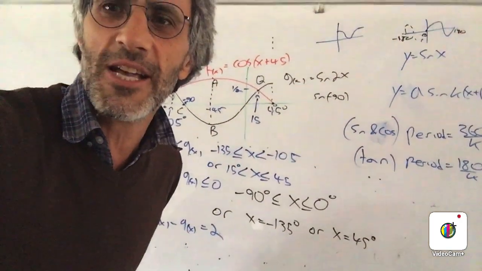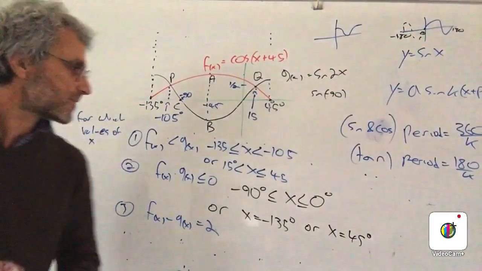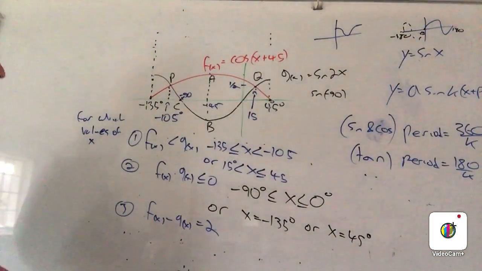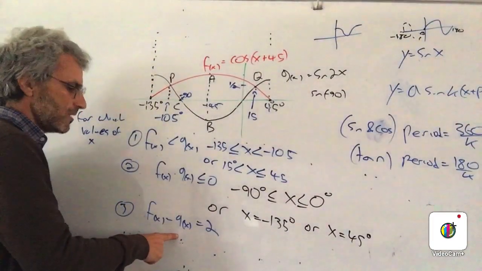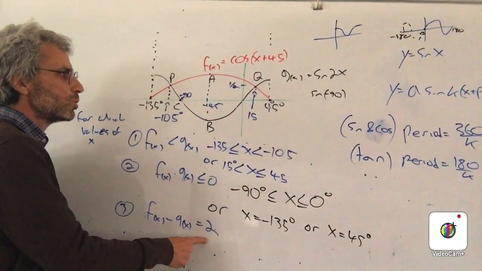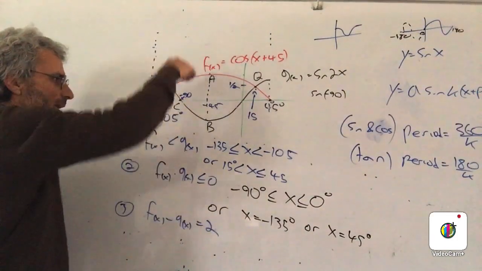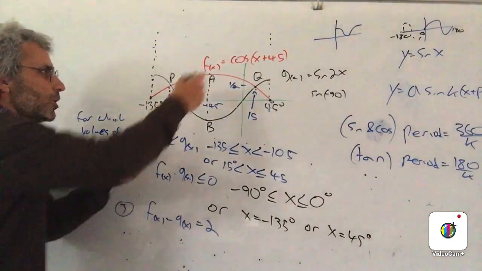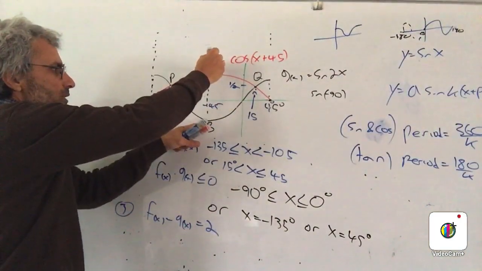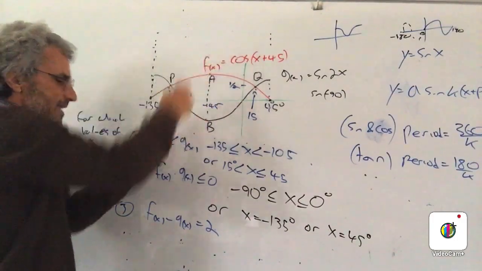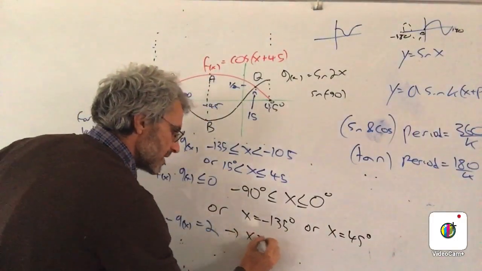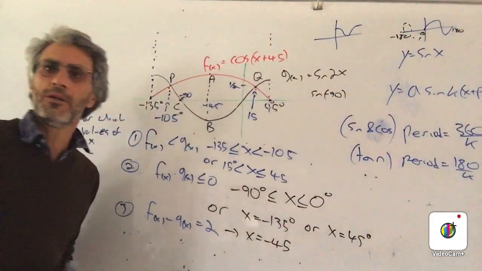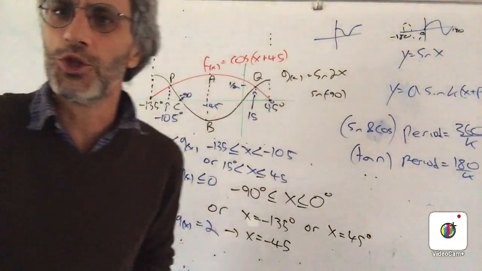Okay guys, this is a good question to be able to guess. So they're asking, when is f minus g equal to 2? When is f minus g equal to 2? Because look, if this is 1 and this is minus 1, when is the difference between them exactly 2? At x equals minus 45. Happy with that? Well done, John.